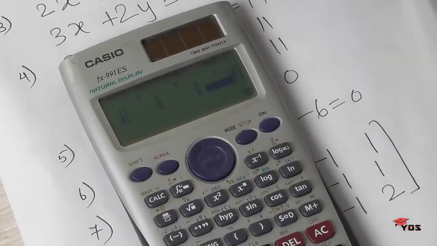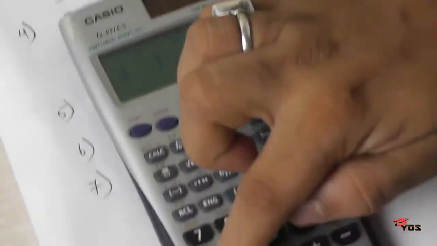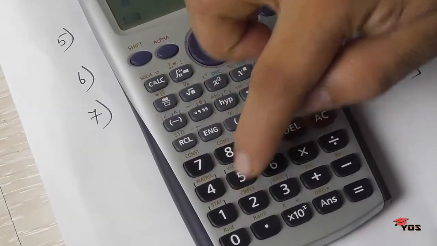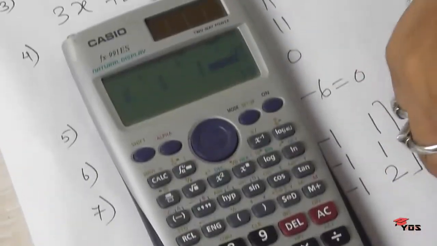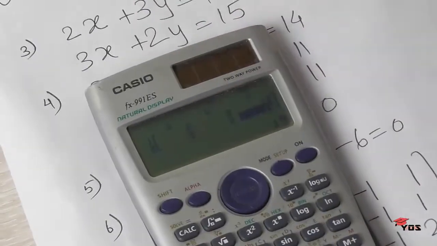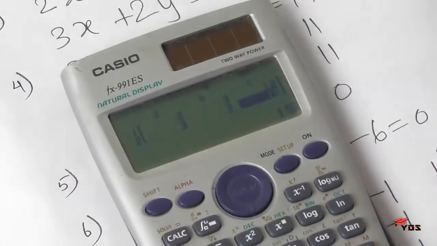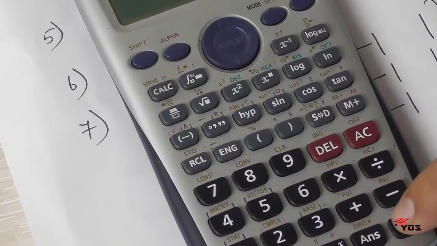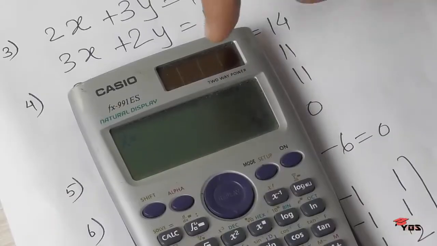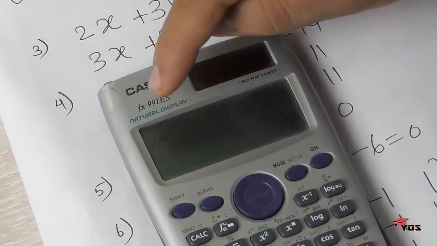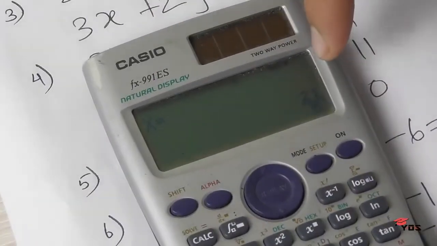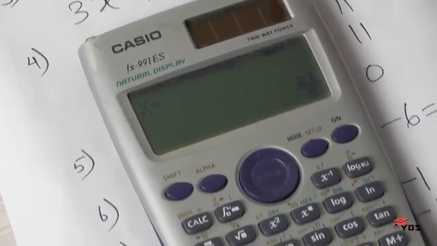Now we have to enter this 15. So we consider 15 and equal to. So now we have entered all the coefficients. Let us solve this. If you again press this button, enter, this will solve the equation, and see, we got the value of x is equal to 21 by 5.